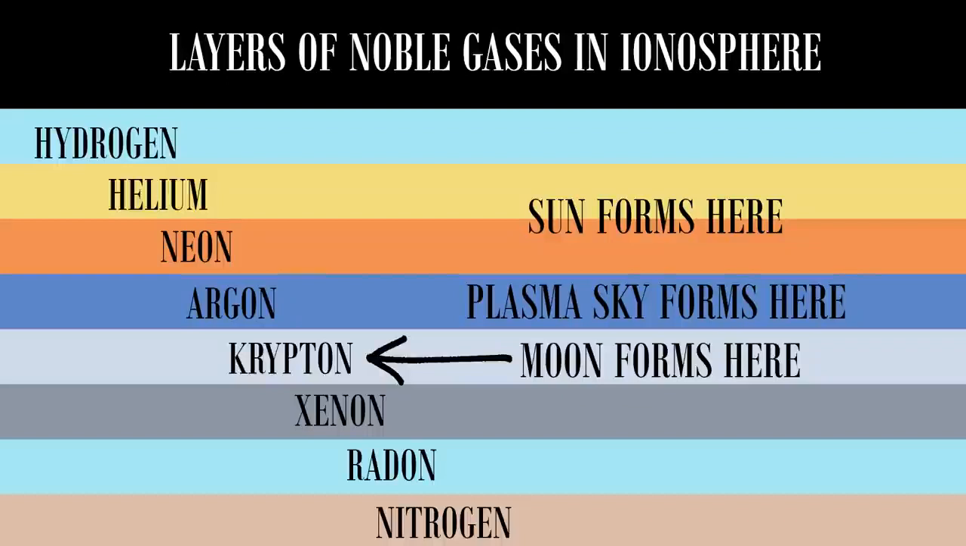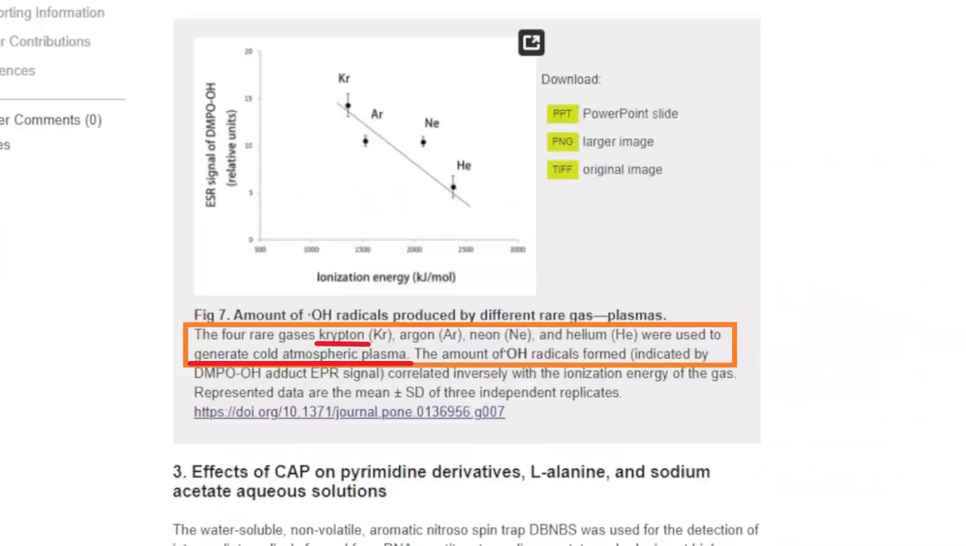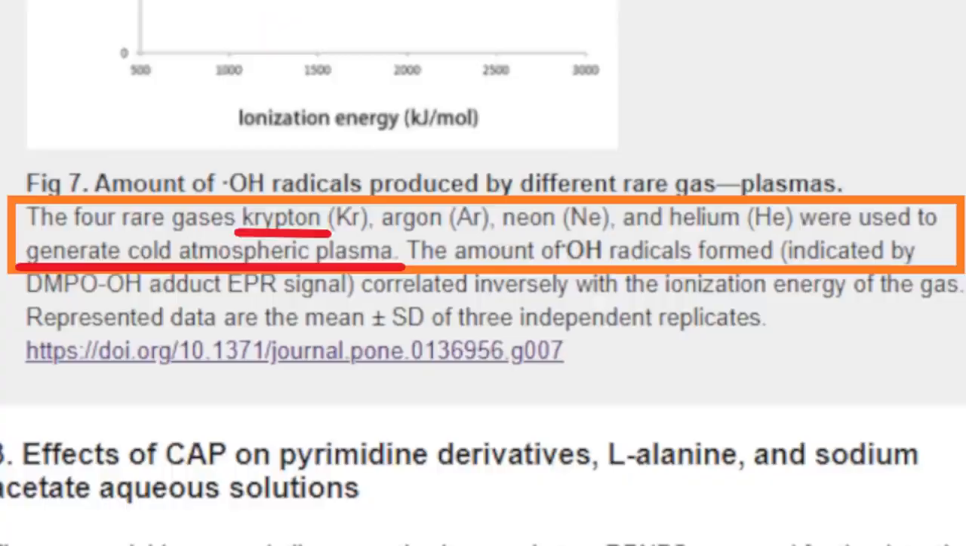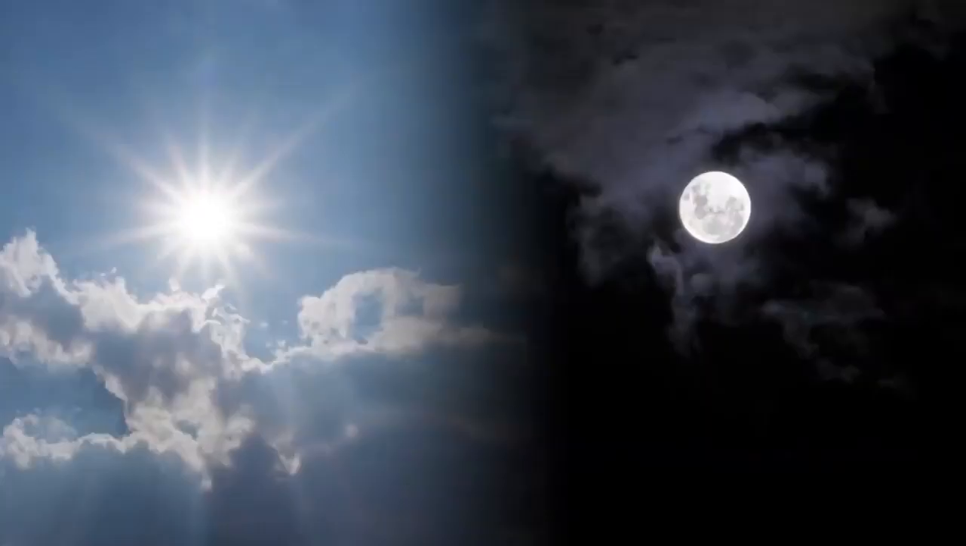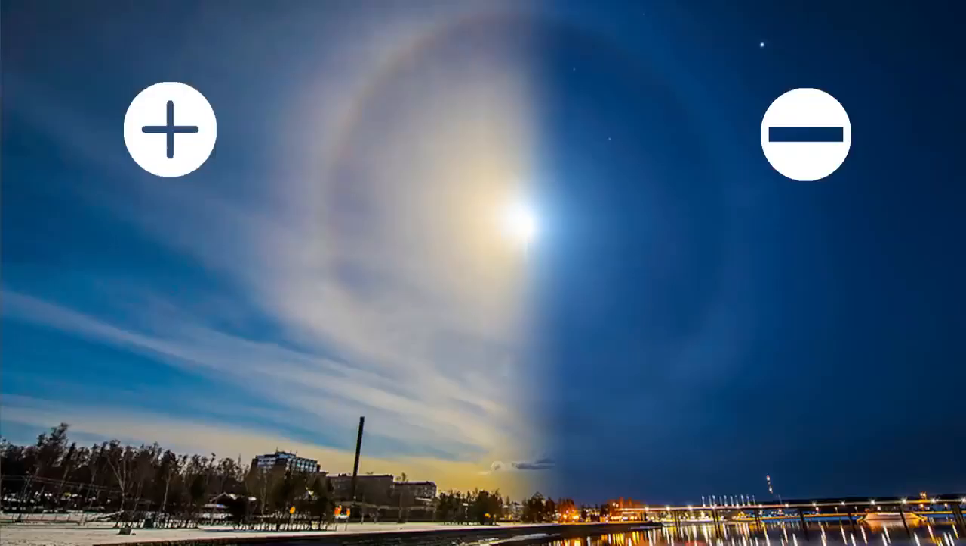It is likely, however, that the moon is formed at the level of altitude in which the gas krypton is present. Krypton is known for its phosphorescent white light. It is also used to create non-thermal or cold plasma, as demonstrated by contemporary scientists developing this field today. The primary reason that the moon's light is cold and not hot like the sun's is not known, but it is likely due to a polarity produced by their interaction with our electromagnetic field in the ionosphere, the moon being the dielectric negative polarity to the sun's positive charge.